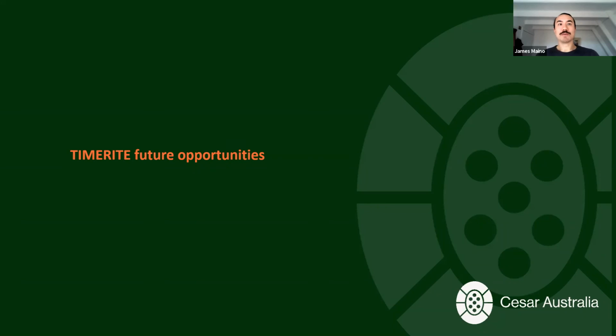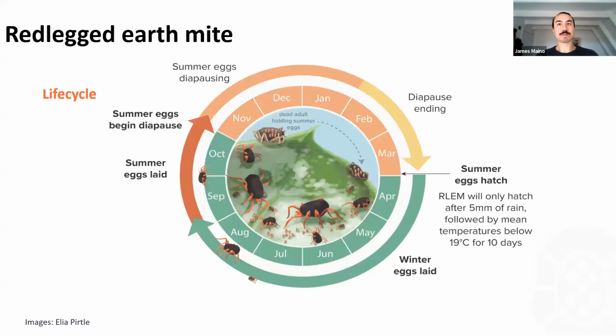So TIMERITE, future opportunities. Just like before, we were focusing on the hatch period. What TIMERITE does is it focuses on a different stage of the life cycle, which is that part of the life cycle in that spring period where red-legged earth mite are beginning to lay those special diapause eggs that get them through that hot, dry summer period. So better understanding when that occurs, which is the whole basis of TIMERITE, allows us to really time those spring foliar sprays where they're required.